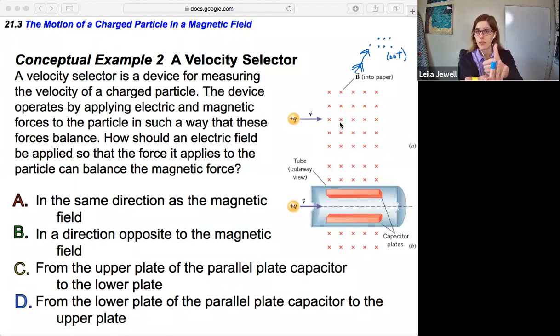That's coming out of the palm, if you prefer the palm view, that we then have that magnetic force is going up on this charged particle. And we can show that. Right, so if we want the forces to balance, it's going to be the direction of the electric force. The only way these can balance is if the electric force is going down.